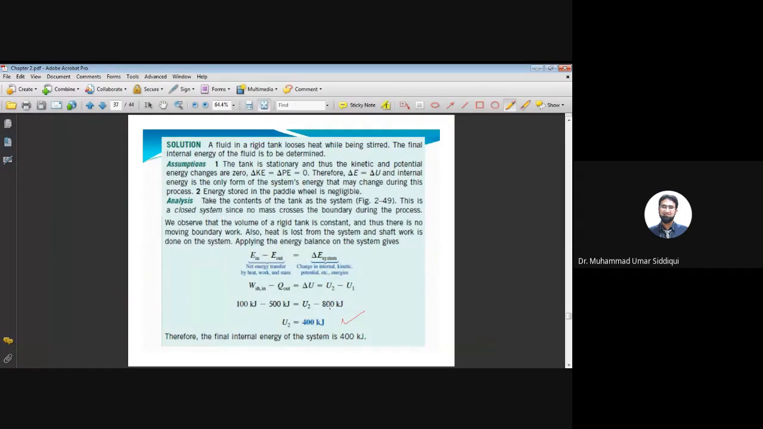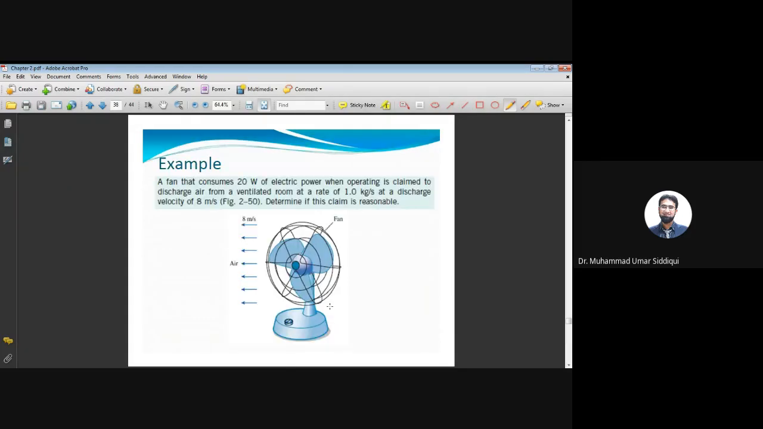Shall I move ahead? Is there anybody who wants to ask anything within the solution of this problem? Okay, so let's have another problem.